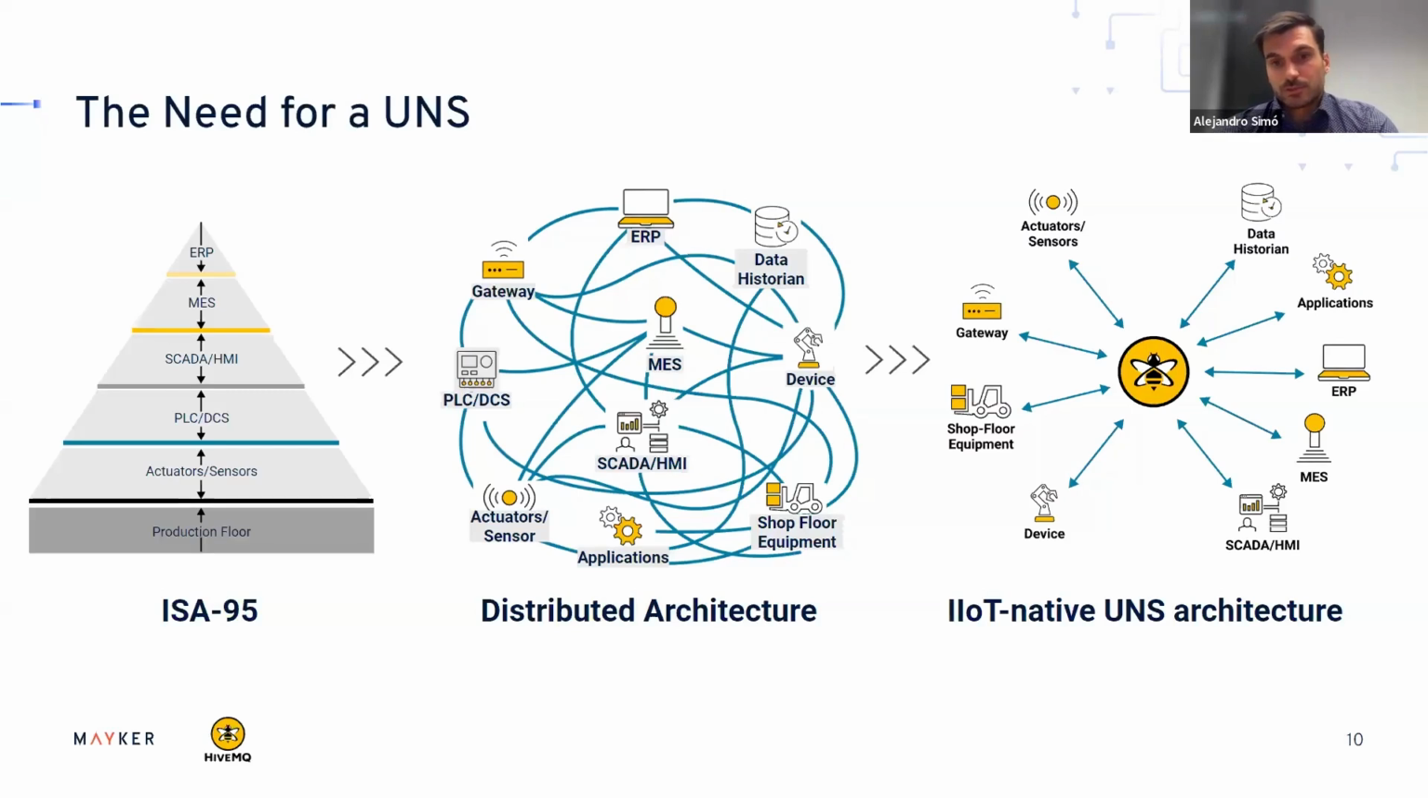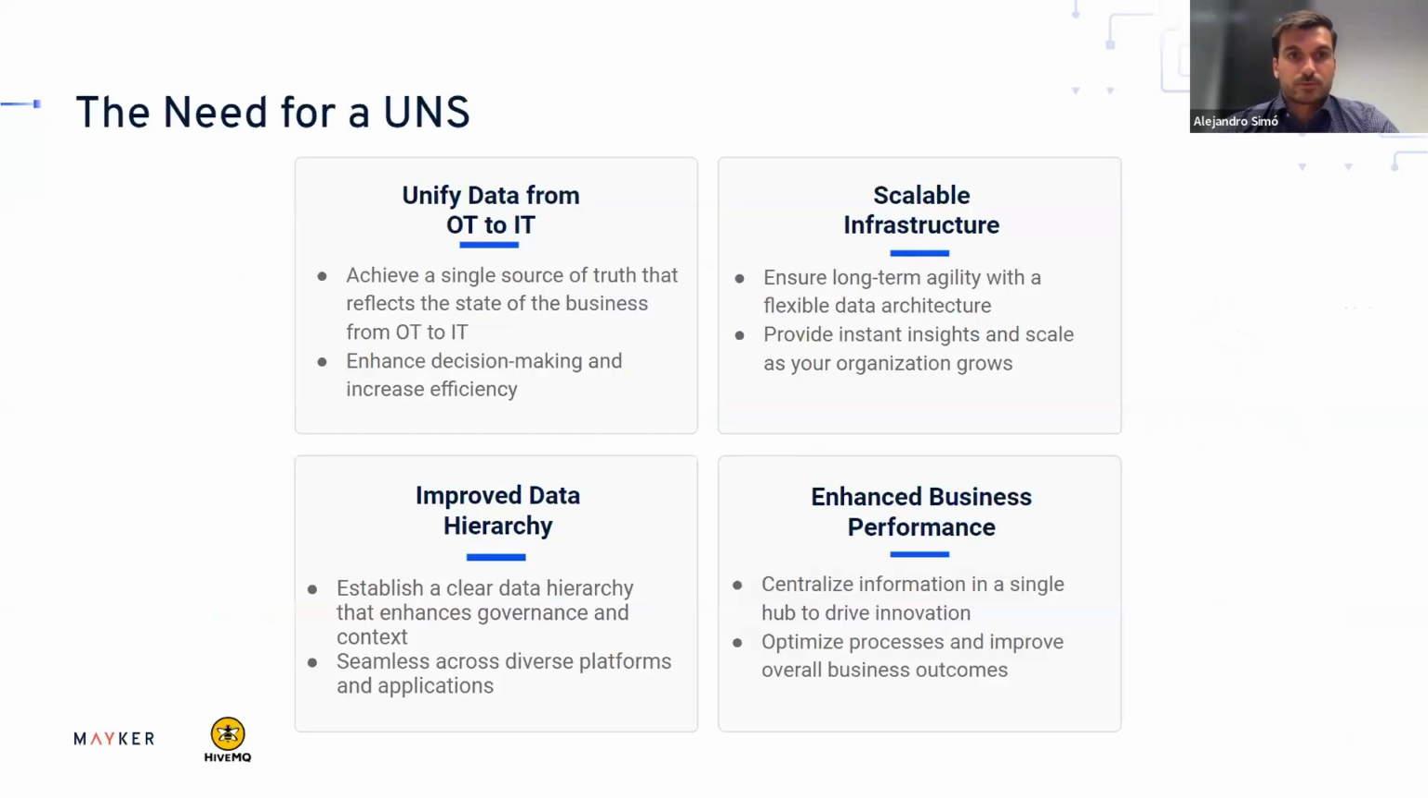And unified namespace architecture tries to solve these challenges by offering a single point of contact that can connect to all the different systems and all the different equipment that we might have on a site or the whole enterprise. And the unified namespace aims to unify this data from IT and OT, providing the single source of truth. And it's a very scalable solution, especially when adding MQTT as a protocol, for example. And it also helps improve the data hierarchy.